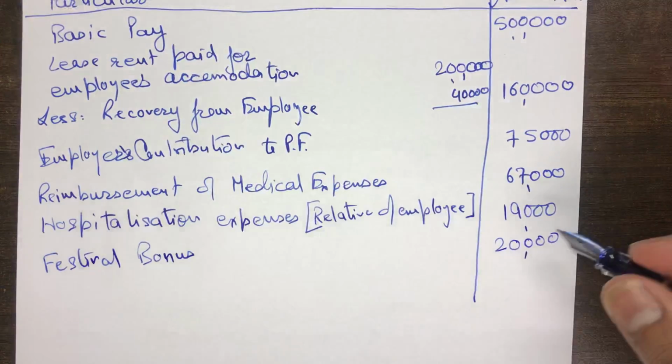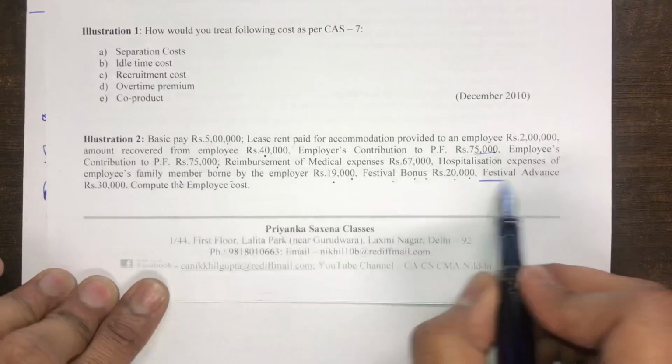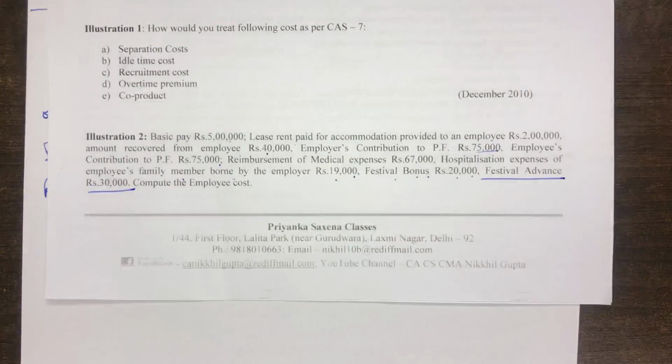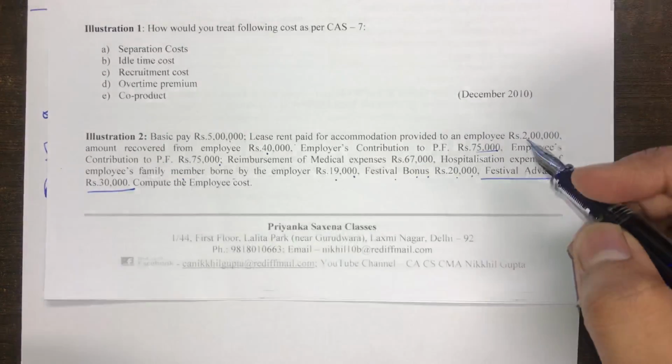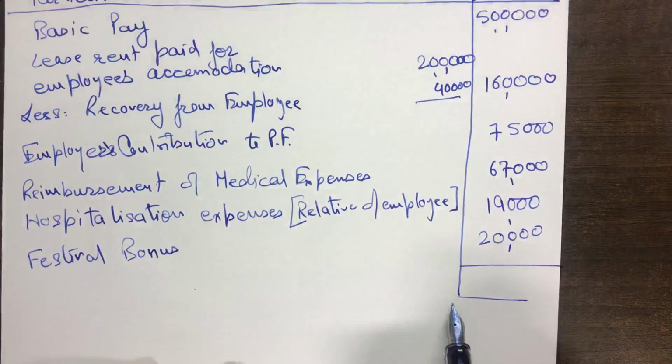Then comes an item, festival advance. Guys, let me tell you, festival advance is not an expenditure. It is just an advance salary which is paid to the employees. And hence this advance salary should not form part of the employee cost of the current year. It should form part of the employee cost of the next year, but not the current year. Because this is an advance, the employee would be working free of cost in the subsequent period, and hence this advance is not an expenditure for the current year. It is recoverable. Therefore, I am not adding this festival advance while computing the employee cost.